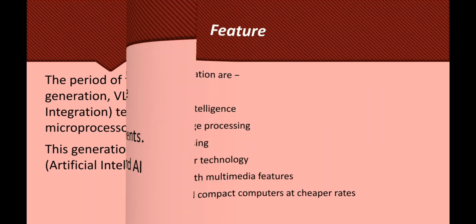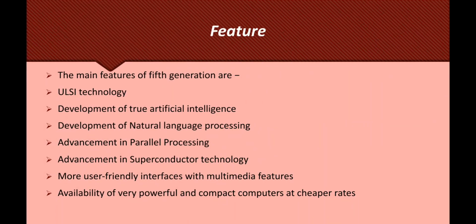So what are the features of the fifth generation? The ULSI technology, development of true artificial intelligence. They succeeded in making a robot like a human being, capable of performing tasks like a human being. Also the development of natural language processing, advancement in parallel processing, and advancement in superconductor technology. These are the features and advantages of the computer system.